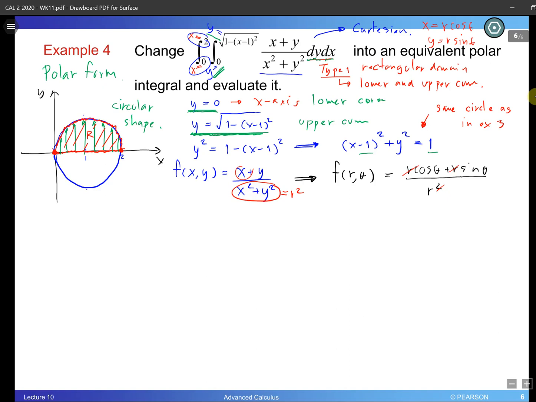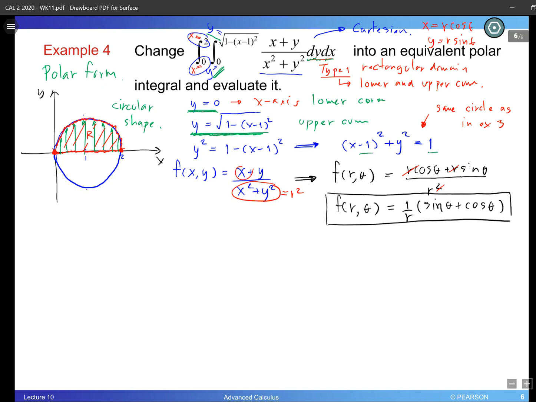In the end, we have 1 over r times sine theta plus cosine theta. Okay, that is the function in terms of radius and angle. And that's what we need in the double integral in polar form.